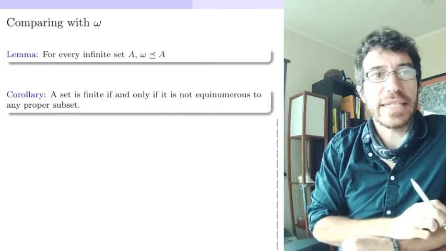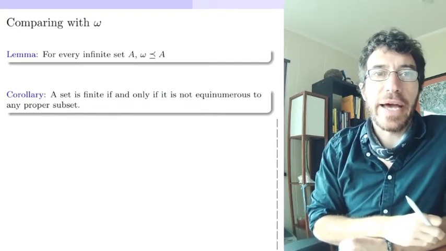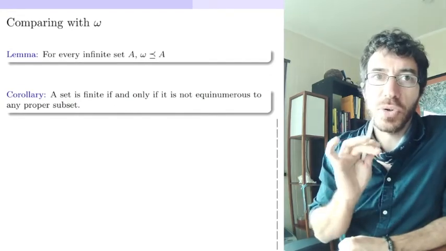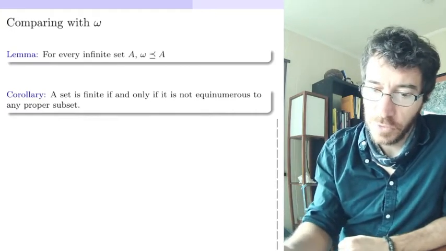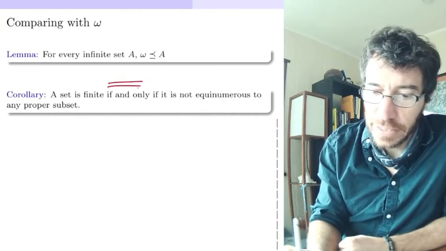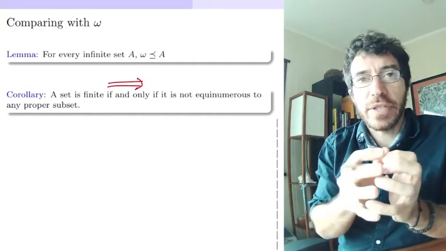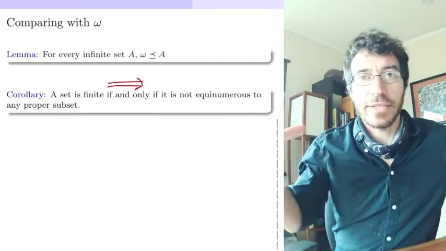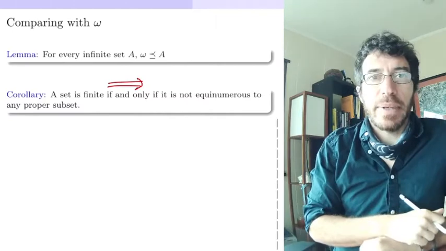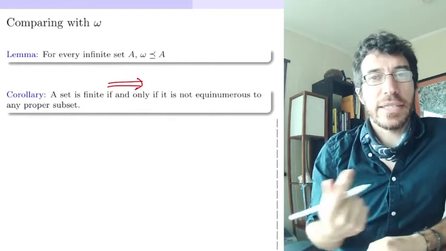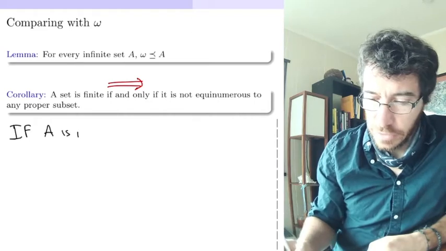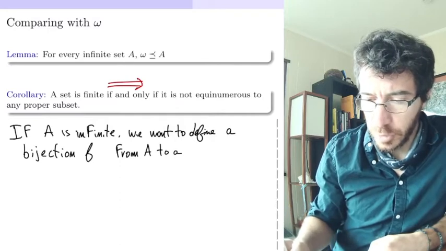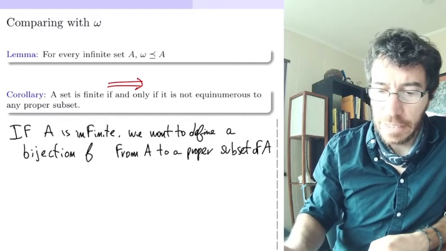As a corollary, we get that a set is finite if and only if it's not equinumerous to any proper subset of itself. Right, so we already showed one direction, if you guys remember. We already showed that if a set is finite, it's not equinumerous to a proper subset of itself, and that was essentially the pigeonhole principle, that you cannot map a finite set properly inside itself. But now what this lemma gives us is the other way around. If A is infinite, we want to define a bijection, let's call it F, from A to a proper subset of A. And how are we going to do that?